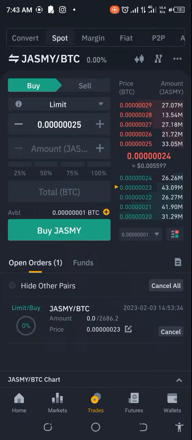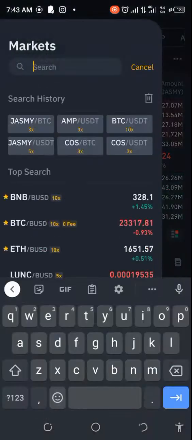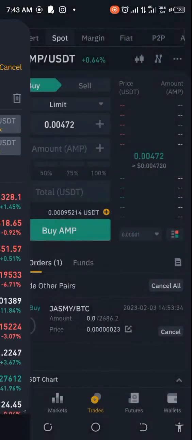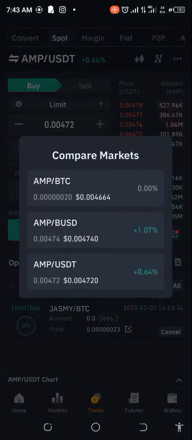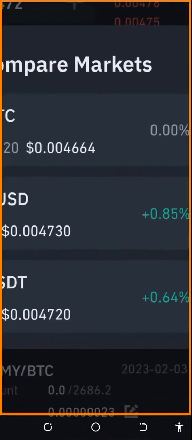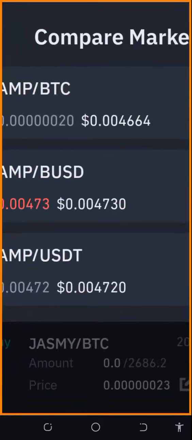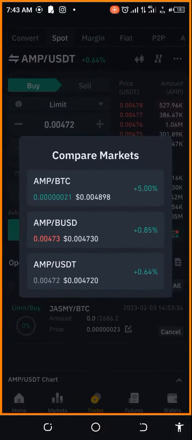So what I'm looking at right now is to cancel this particular trade and then go ahead and try to buy AMP with BTC. Let me see whether we have an opportunity there. I think we have that. I'm just checking. Okay, there's an opportunity at 0.4664, and then we can sell that to USDT at 0.00472. Let's go ahead and try that.